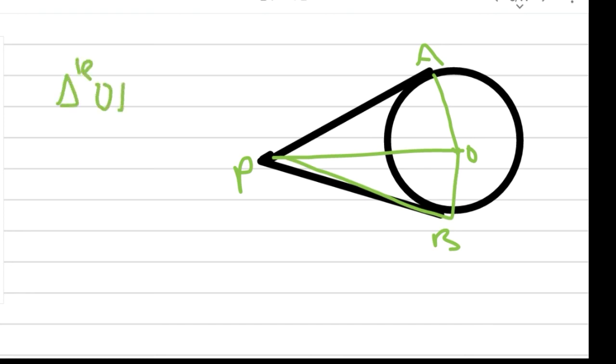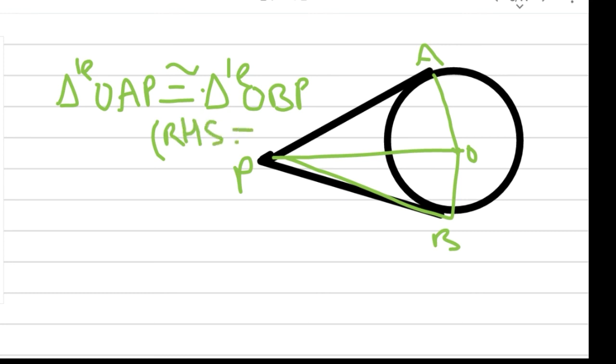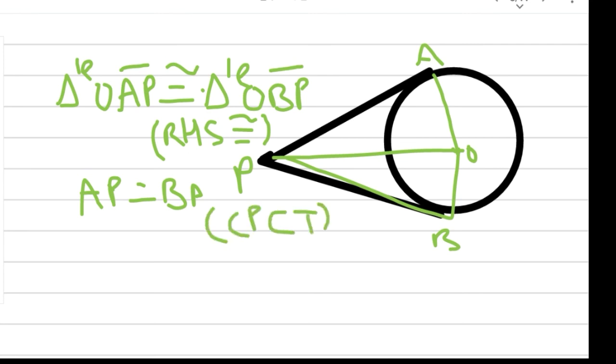Triangle OAP is congruent to triangle OBP by RHS congruency. So, by CPCT, what can I conclude? AP is equal to BP. The corresponding parts of the two triangles are equal. By CPCT, I can conclude that the length of the tangent AP is equal to BP. Hence, the theorem is proved.